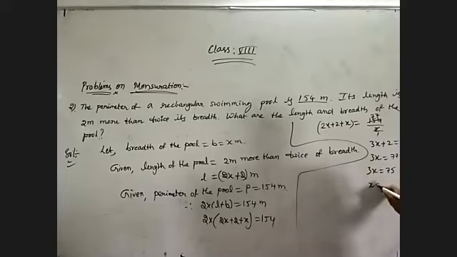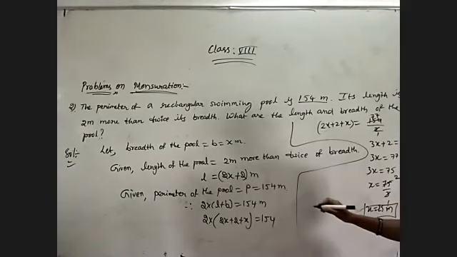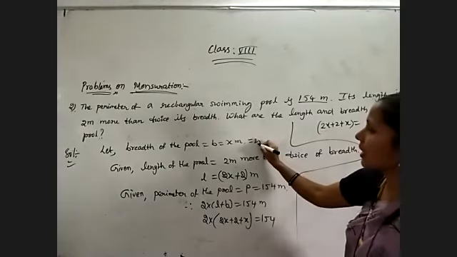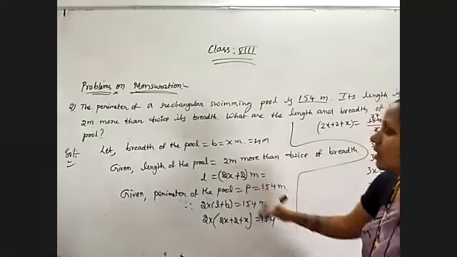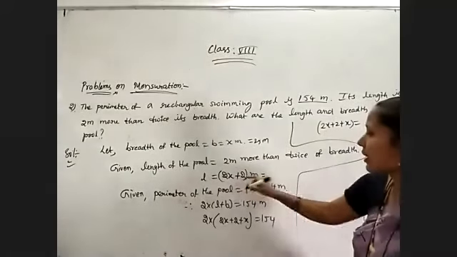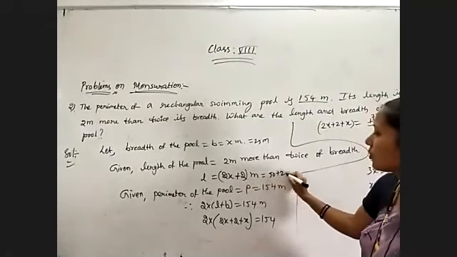x is equal to 75 by 3. 3 2s are 6, 15. 3 5s are 15. So x is equal to 25 meters. That is, breadth of the pool is equal to 25 meters. Therefore length will be equal to 2 into 25, 50, plus 2, 52 meters.